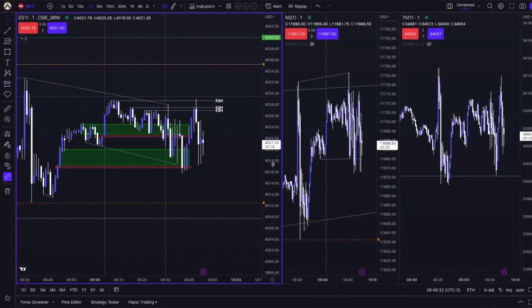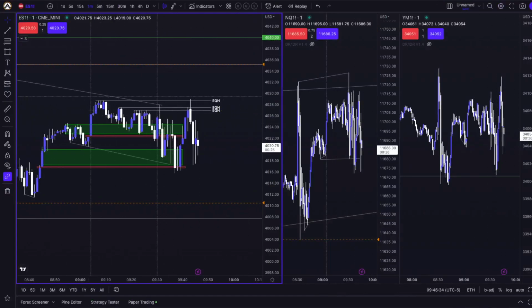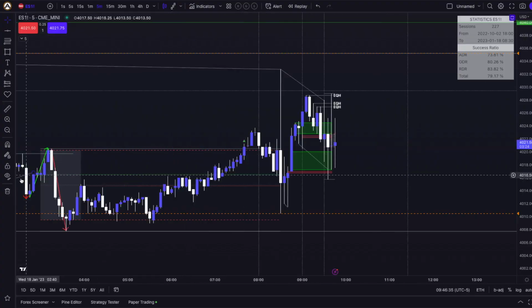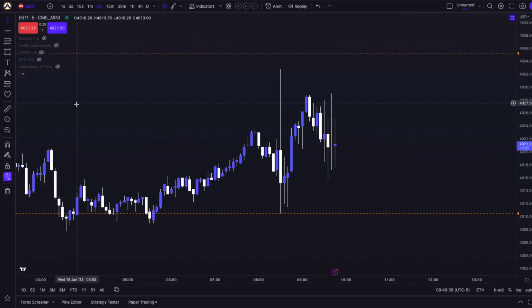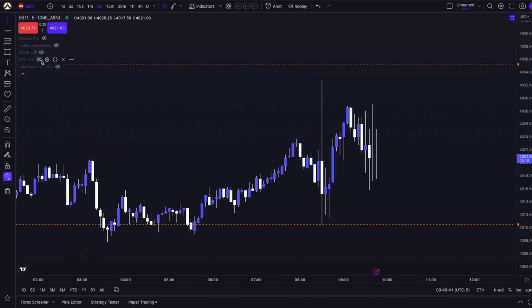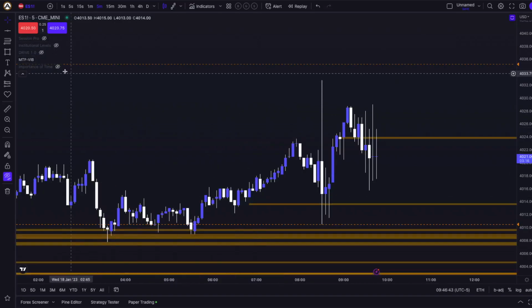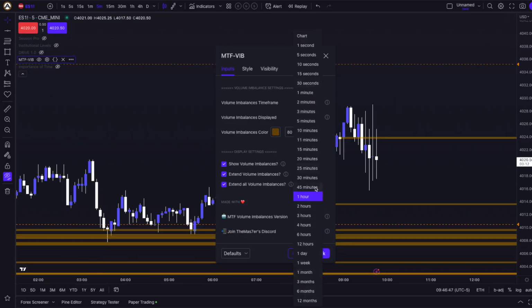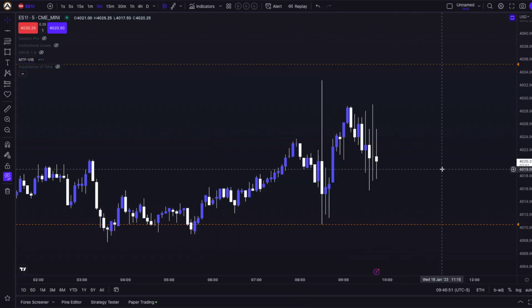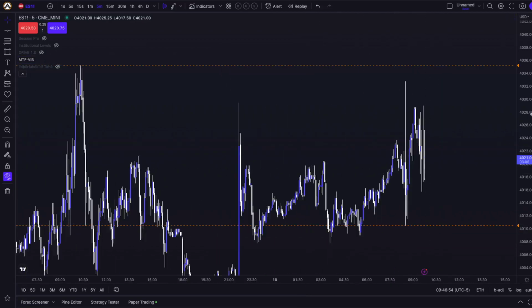I can do a quick showcase while we are waiting for the shitty price action to be over. Let's get rid of all the drawings and the DR, IDR. We've got the multi-time frame volume imbalance indicator. That way you can basically display hourly or volume imbalances from all time frames on your chart. For example, the daily volume imbalances.